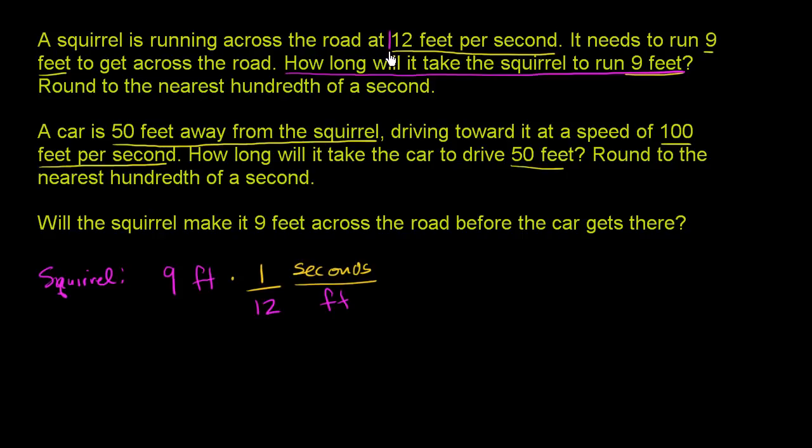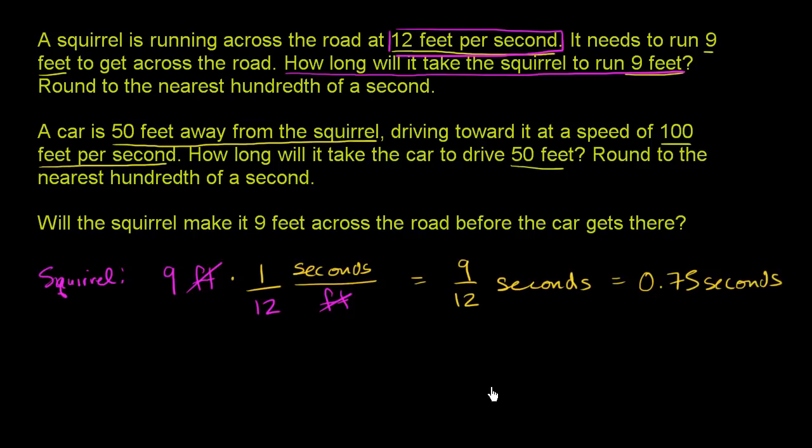Notice all I did is I took this information, 12 feet per second, and I wrote it as seconds per foot. 12 feet for every 1 second, 1 second for every 12 feet. What's useful about this is this will now give me the time it takes for the squirrel in seconds. So the feet cancel out with the feet, and I am left with 9 times 1/12, which is 9/12 seconds. And 9/12 seconds is the same thing as 3/4 seconds, which is the same thing as 0.75 seconds for the squirrel to cross the street.